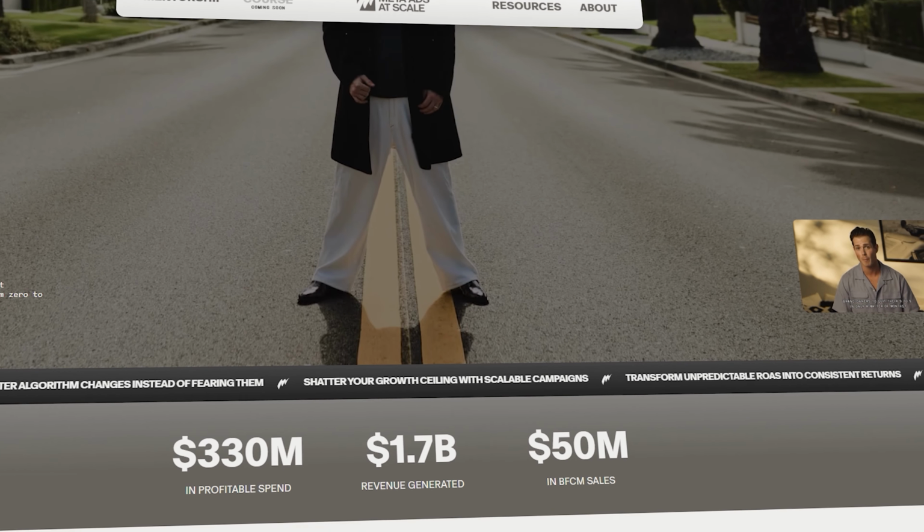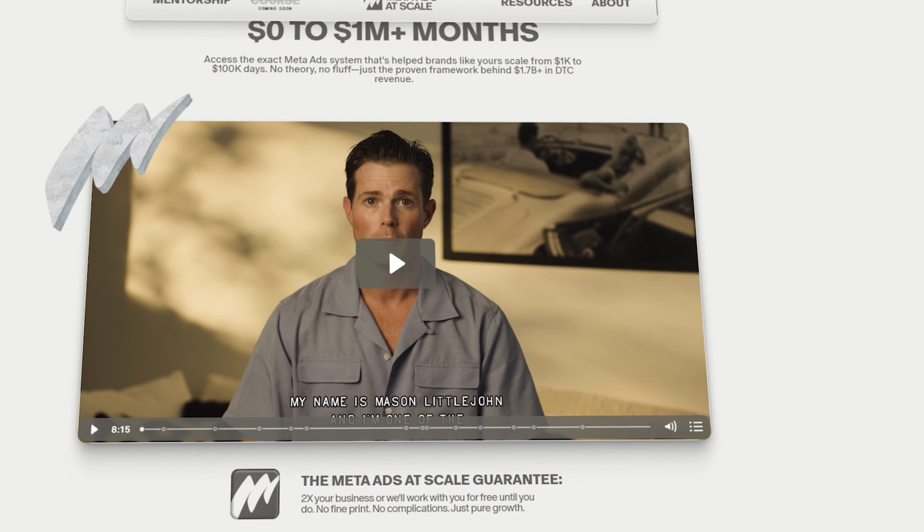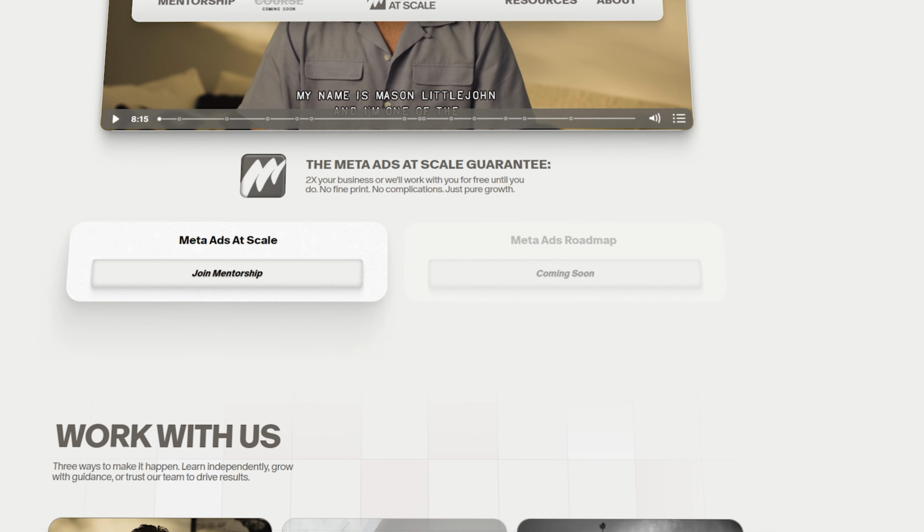And we're not just talking theory here. Between my agency, my mentorship, and my ecom brand, I've personally managed and advised tens of millions of dollars across hundreds of ad accounts this year alone. So this is straight from the trenches. With that being said, let's jump straight into step one.